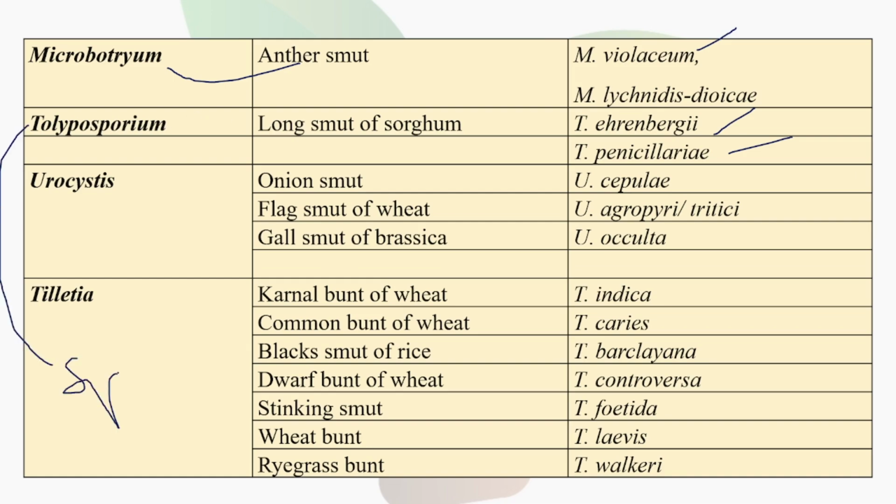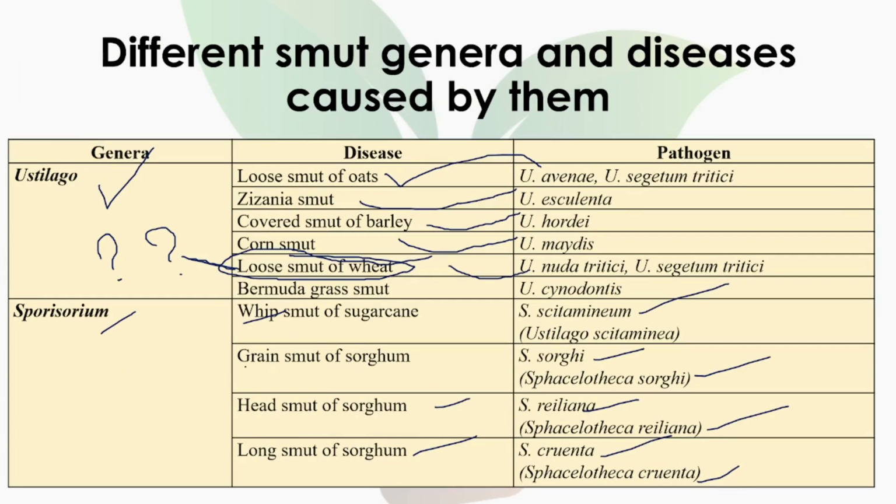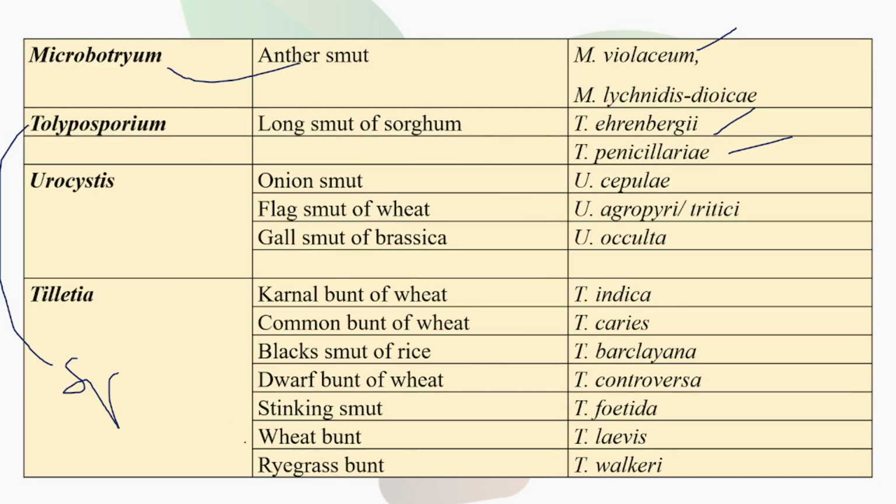Why the confusion? There are four here: grain smut, head smut, long smut, and also loose smut. So all of them are now associated with Sporisorium. And Urocystis generally causes onion smut. Onion smut is caused by Urocystis cepulae, a very important one.